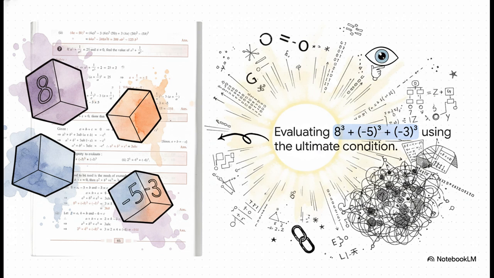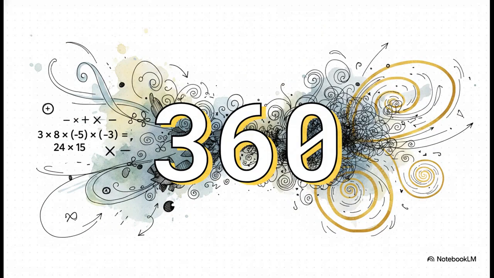But using our hacker mindset, you pause for a second and look at the base numbers, 8, negative 5, and negative 3. You realize that 8 minus 5 minus 3 is exactly 0. Bam! The condition is met. So the crazy part is that this massive block of scary arithmetic simply becomes 3 times our first number, times our second number, times our third number. It's just 3 times 8 times negative 5 times negative 3.